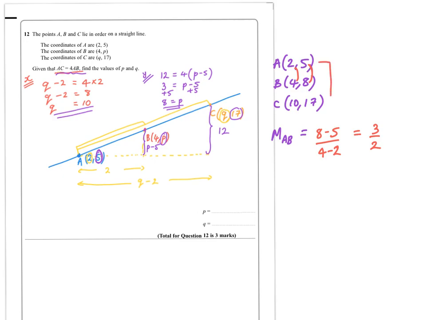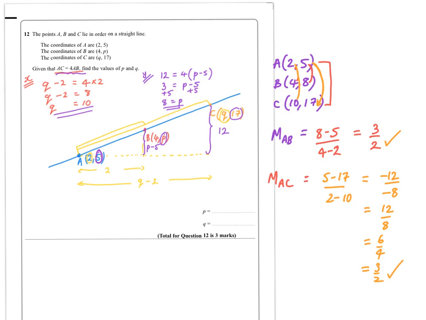And if we looked from A to C, so the gradient of A to C, then we would have 17 minus 5, or 5 minus 17. Let's do 5 minus 17, there'll be no harm in it. And then 2 minus 10 for the change in x. And we'd have negative 12 over negative 8. Negative divided by negative is positive, so that gives us 12/8, which is 6/4, which is 3/2 again. And you can do the same between B and C, and you'd get exactly the same.